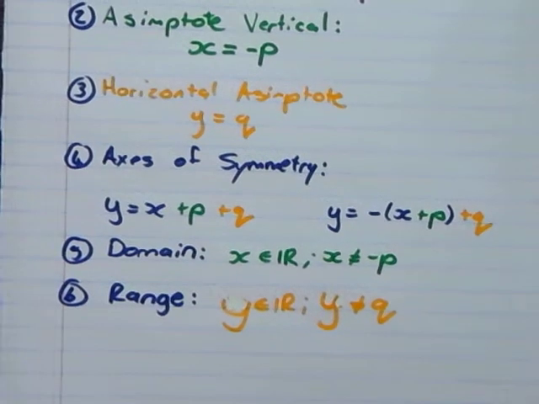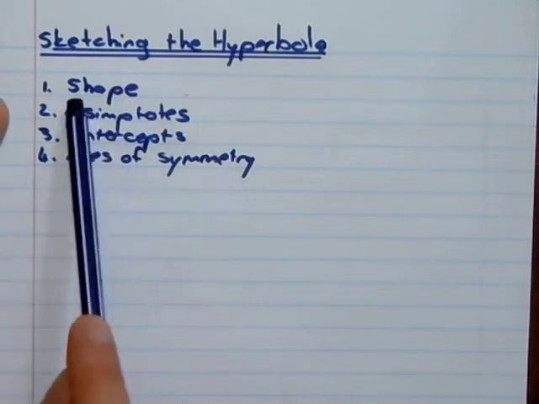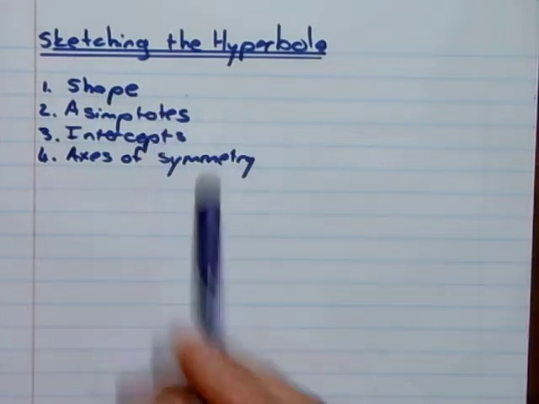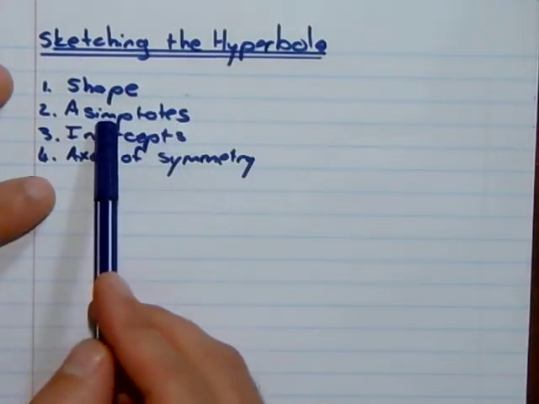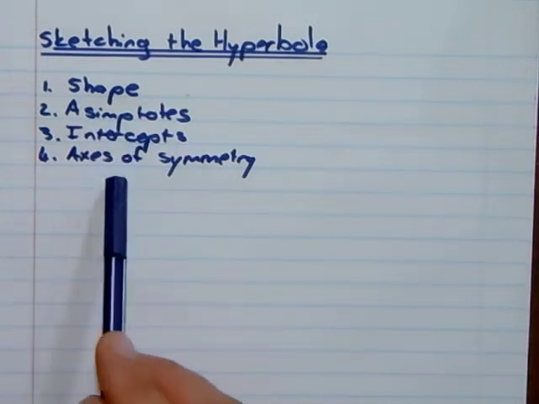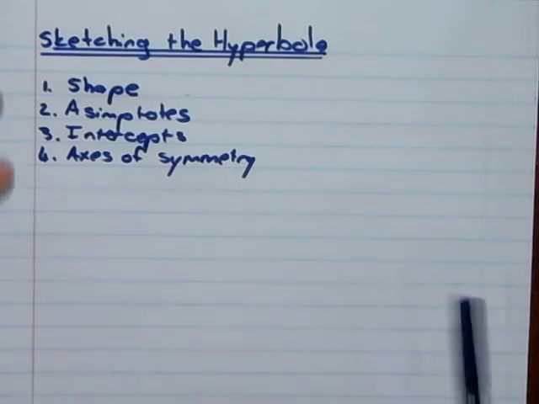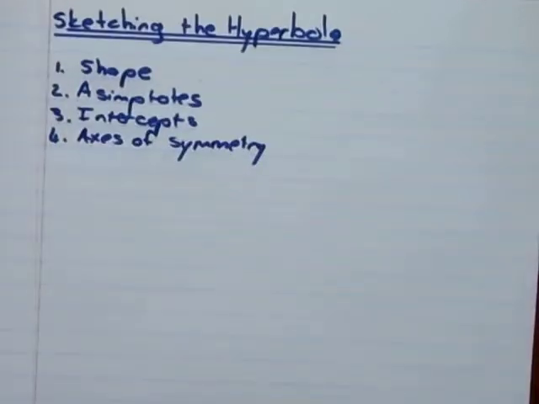Now we're going to look at how to sketch it. When I sketch the graph, I always look at the shape and identify the shape, then I write down the two asymptotes, I calculate the x and y intercepts, and then I write an equation of the axis of symmetry, and then I plot the points and sketch it. As easy as that. Here's an example.